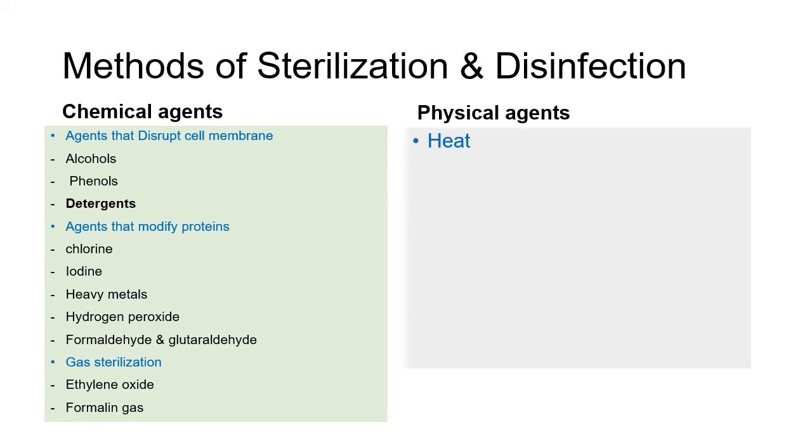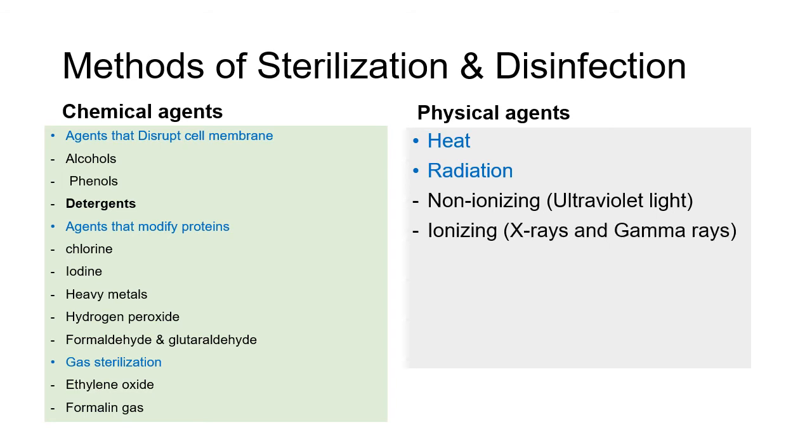Physical agents means that we don't use chemicals; we use heat, for example, or radiation. Radiation is divided into non-ionizing radiation like ultraviolet light, and ionizing radiation like X-rays and gamma rays. Also, we have another example of a physical agent, which is filtration. So in this lecture, we're going to go through all of these.